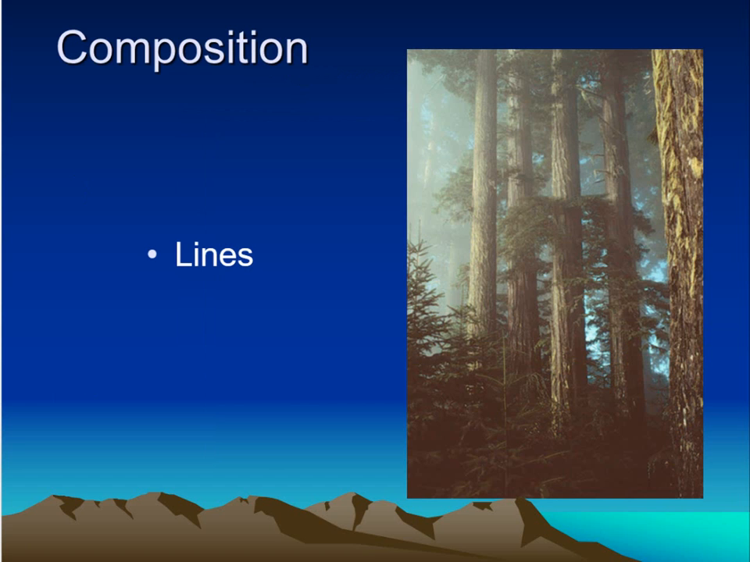Another compositional element is lines. Lines can be a very powerful element of your overall composition, and so again, we'll look at some examples of using lines to create interest. In this particular picture, there's just a hint of the tree on the right side, and I have various versions of this. Some of them have more of the tree, creating more of a 1/3 on the right side.